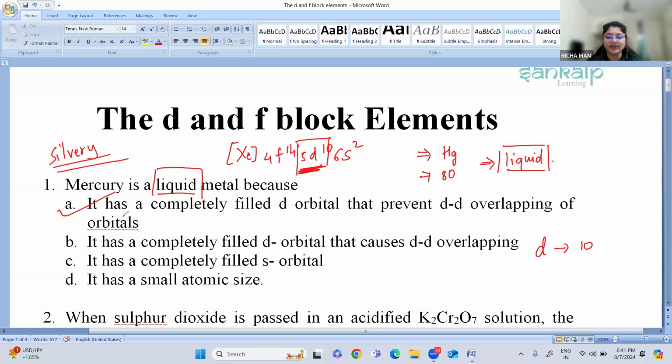Okay. So here Janvi has a question. Mercury is liquid at room temperature. Then, if we freeze it in the refrigerator, will its state change?